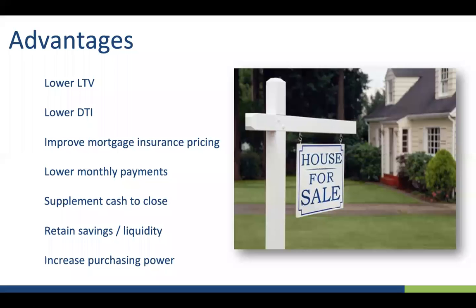As you do both of those things, you potentially improve mortgage insurance pricing. If you can lower the LTV enough and the DTI enough, you could get better mortgage insurance, which then has the effect of potentially lowering DTI again. All of that, of course, is going to lower the monthly mortgage payment. It also enables them to supplement their cash to close, not just the down payment, but closing costs, right? So they could potentially supplement their own funds with down payment and closing cost help.